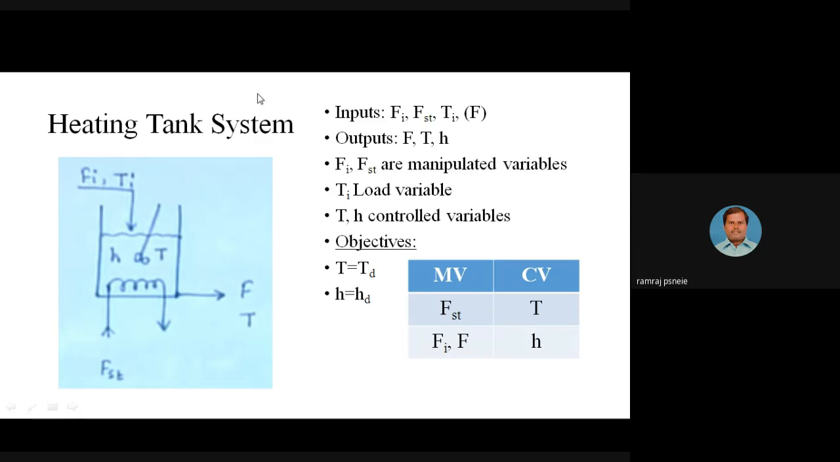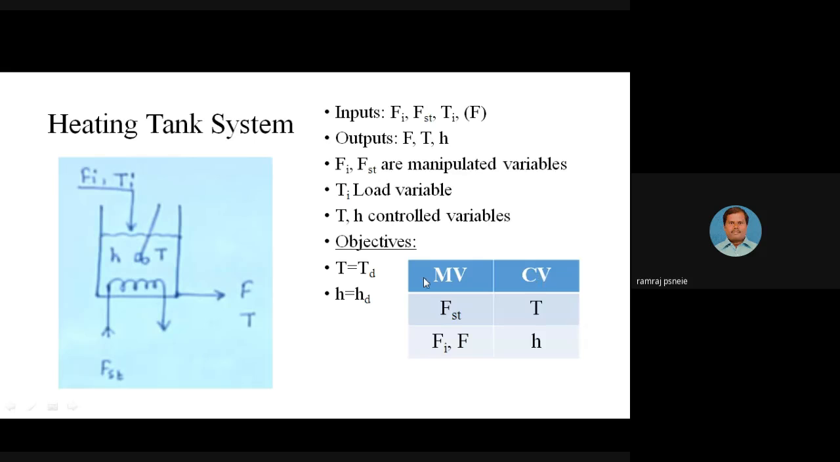Your next example is the heating tank system, for explaining the manipulative variable and the controlled variable. In the heating tank system, the objective of the process is to maintain the liquid temperature at a desired value, so T equals T suffix D. Liquid temperature must be maintained at a desired value, T equals T suffix D. Then the tank height, the liquid level, must be maintained at a desired value, H equals H suffix D. So these two are controlled variables.